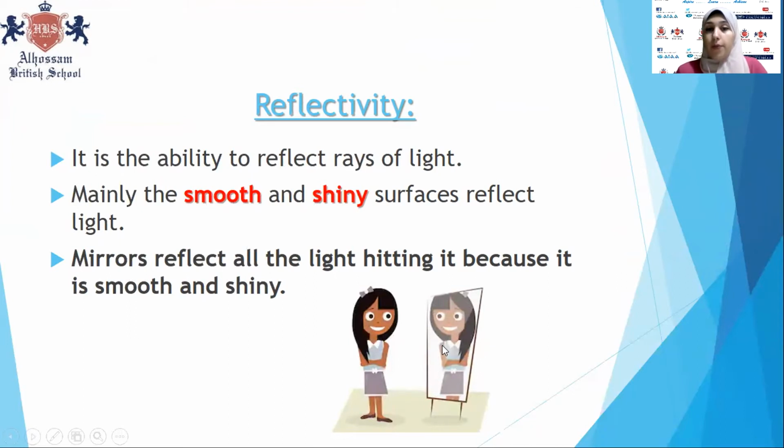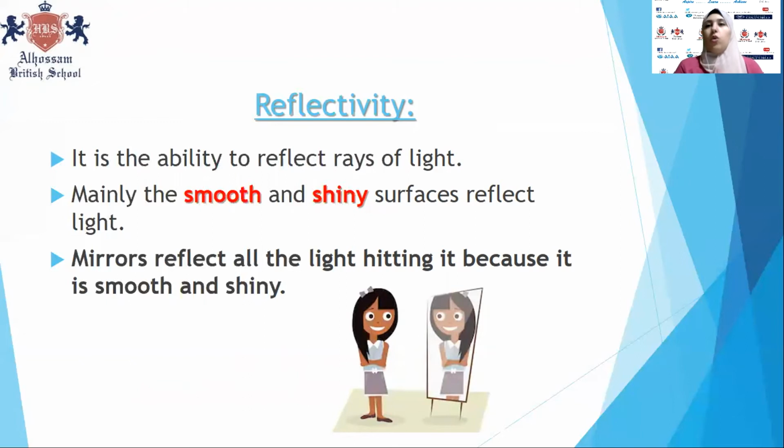Why do you think? The surface of the mirror is what? Smooth and shiny. All the surfaces that are smooth and shiny, they must be smooth and shiny, okay? S and S, smooth and shiny. They both must be smooth and shiny. They can reflect your image by the light rays falling on it.